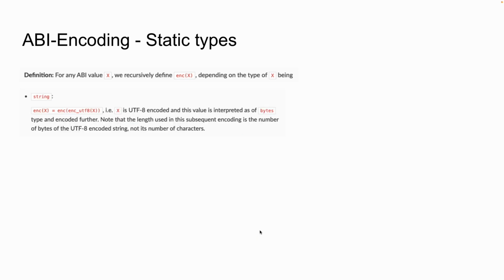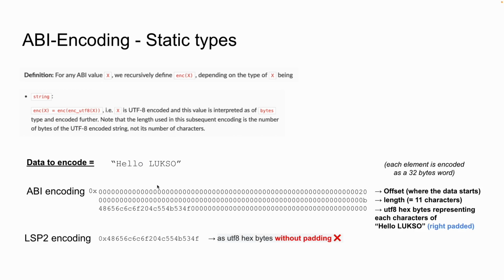Okay, now let's look at the second type, which is string. A string is the same as bytes, except that every single byte in the data is a UTF-8 encoded character in hexadecimal. As an example, when we encode the data "hello Luxo", the first byte 0x48 is the UTF-8 character for the capital H letter. The second byte 0x65 is the UTF-8 encoded character for the lowercase e, and etc.